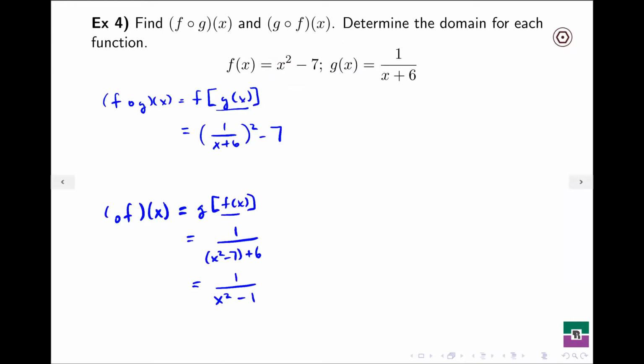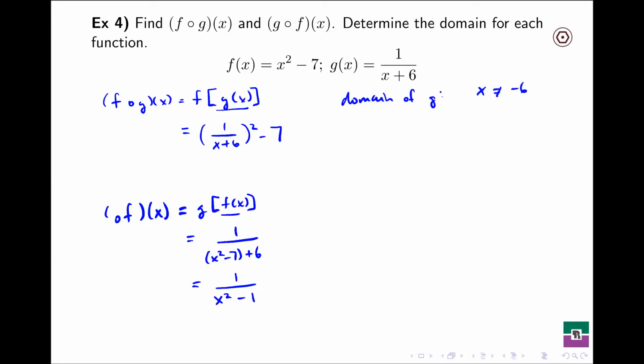So g of x goes through first, and then that comes out and goes through f of x. Look at g of x, 1 over x plus 6. The function itself can't take a negative 6, right? So the domain of g of x can't include negative 6. Negative 6 doesn't even pass through g, let alone the entire composition. It can't even pass the first part. So that's one value we know is excluded from the domain of the composition.